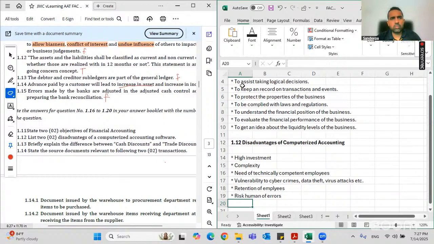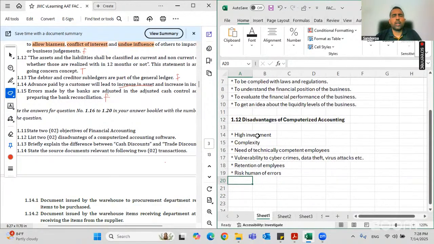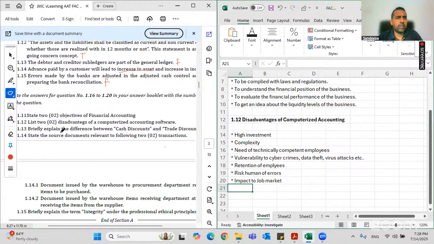Okay, so like that, I think I have written a couple of disadvantages. Definitely you need to make a high investment when you're moving towards computerized accounting, and it's complex. You need technically competent people, and there's a possibility that there can be computer crimes, data theft, virus attacks, and retaining the employee is much more difficult. And there can be human errors, and there's an impact to the job market. Now, recently, you'll know that AI is taking place, and millions of jobs are at stake, right? Like that, disadvantages are also there. Look at 1.13. Briefly explain the difference between cash discount and trade discount.